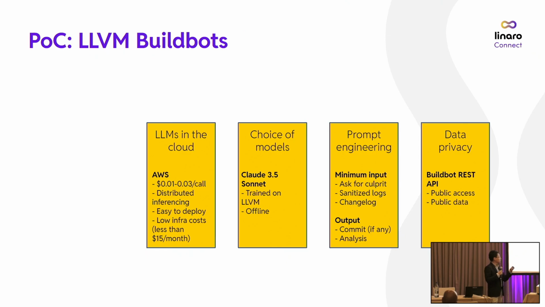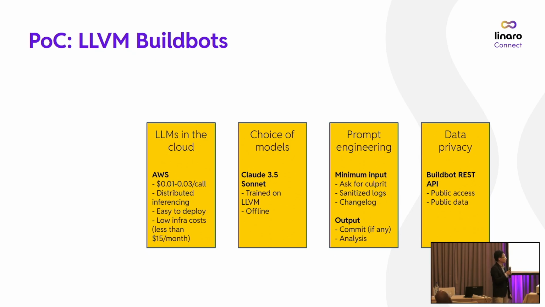We'll be running this on AWS because the pricing is very competitive, I would say very low. Their inferencing is distributed, so we don't have any latency and availability issues. And it's very easy to deploy like web applications, and that costs very little. For the model, we will be using Anthropic's Claude 3.5 Sonnet, mostly because it was pre-trained on LLVM, so we don't need to train anything. And it doesn't have access to the internet. I'm aware there's a new version now that does, but when we did this, it was offline.